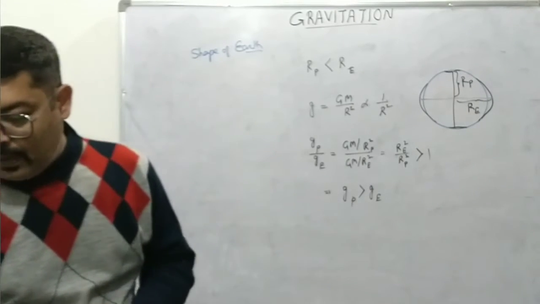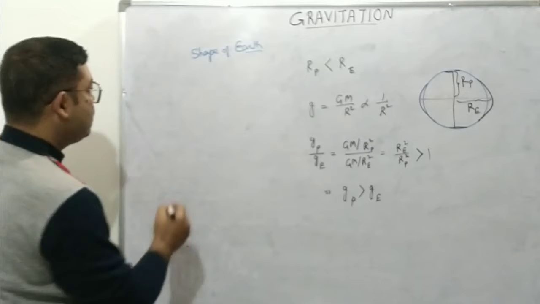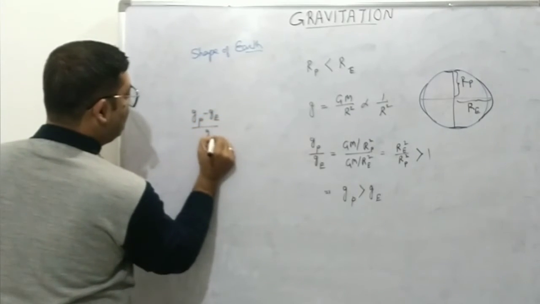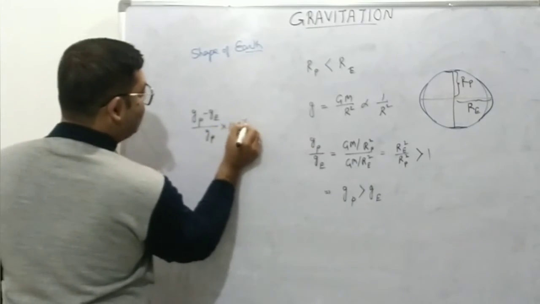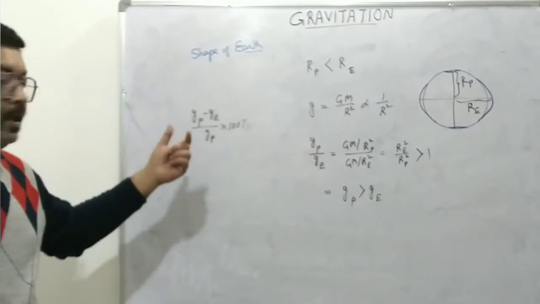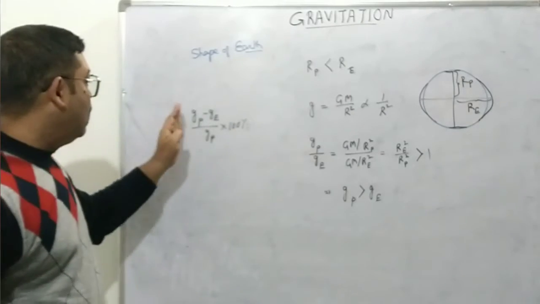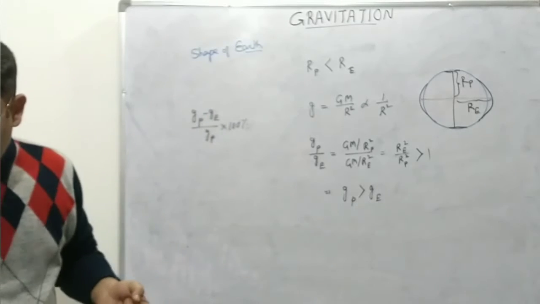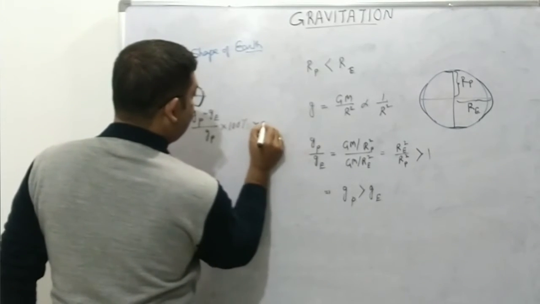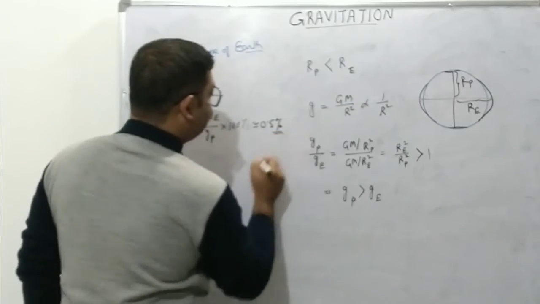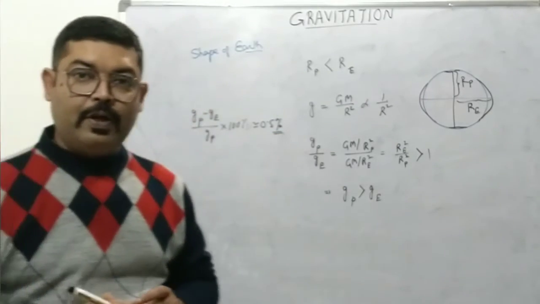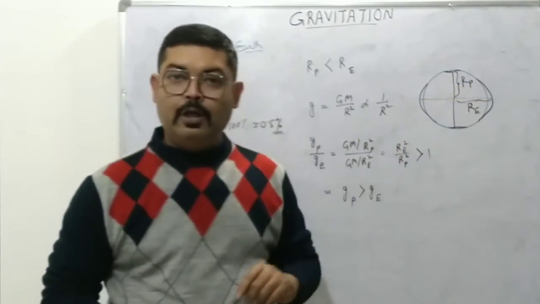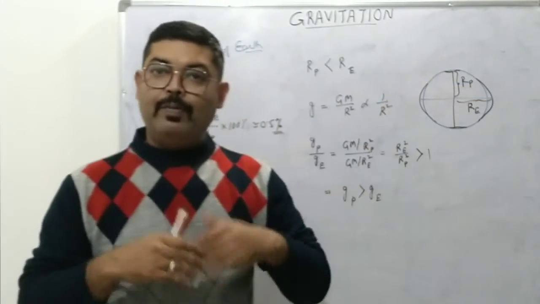Okay, now it has been found that the percentage variation, that is (g_p minus g_e) by g_p, if I multiply it by 100%, that is, find the percentage of the difference of polar and equatorial acceleration due to gravity, this is found to be nearly equal to 0.5%. There is a 0.5% variation of acceleration due to gravity between the polar region and the equatorial region. At the polar region, the acceleration due to gravity will be larger.